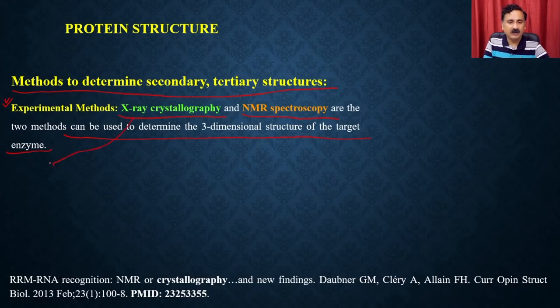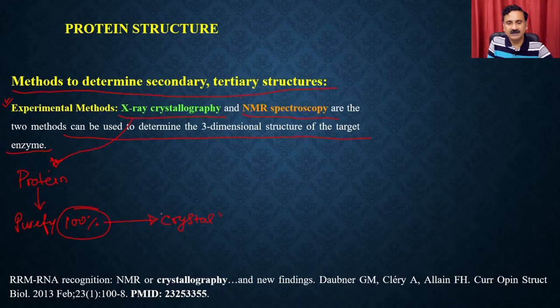For X-ray crystallography, you have very different steps, right? First, you are going to isolate the protein for which you want to identify the secondary or the tertiary structures. Then you are going to purify this protein to more than 90% purity. And once you are done with the purification, you are going to crystallize this protein. So you are going to produce the crystals, and once you produce the crystals, you are going to put these crystals for the diffraction.